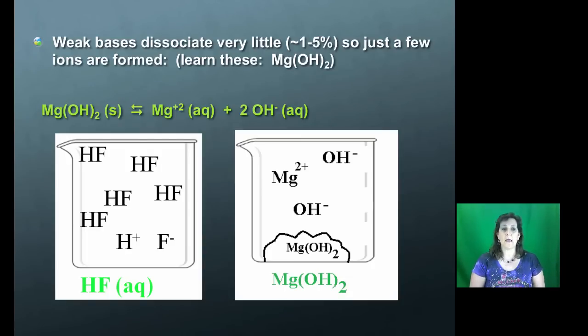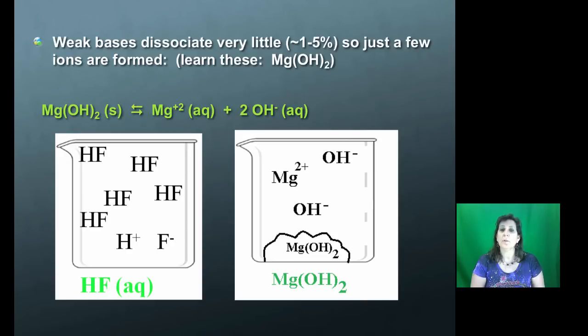Let's look at the pictures now. The first picture of HF is one of our weak acids. Notice in the picture, most of it stayed together. HF, HF, HF, HF, HF. Only one of them came apart, H plus, F minus. That's why it's weak. Only a little bit came apart. Most of it stayed together.